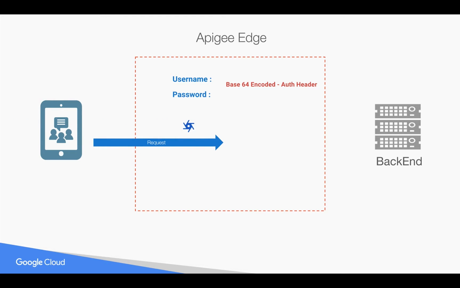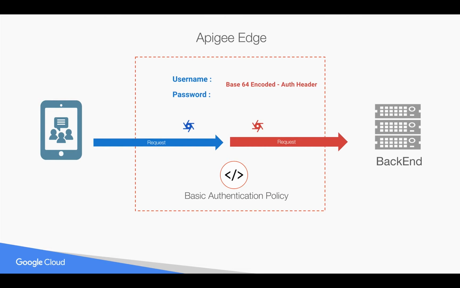You can do that using the Apigee Edge basic authentication policy, wherein in the request you get the username and password. In Apigee Edge, you attach the policy, take the username and password, create a base64 encoded version of the same, and assign the value to the authorization header. Let's see how to do that in action in Apigee Edge.